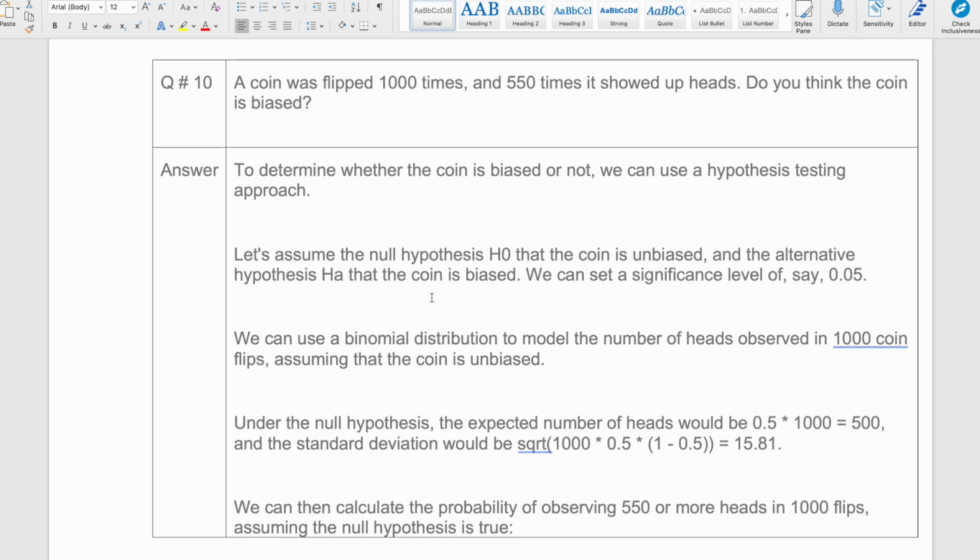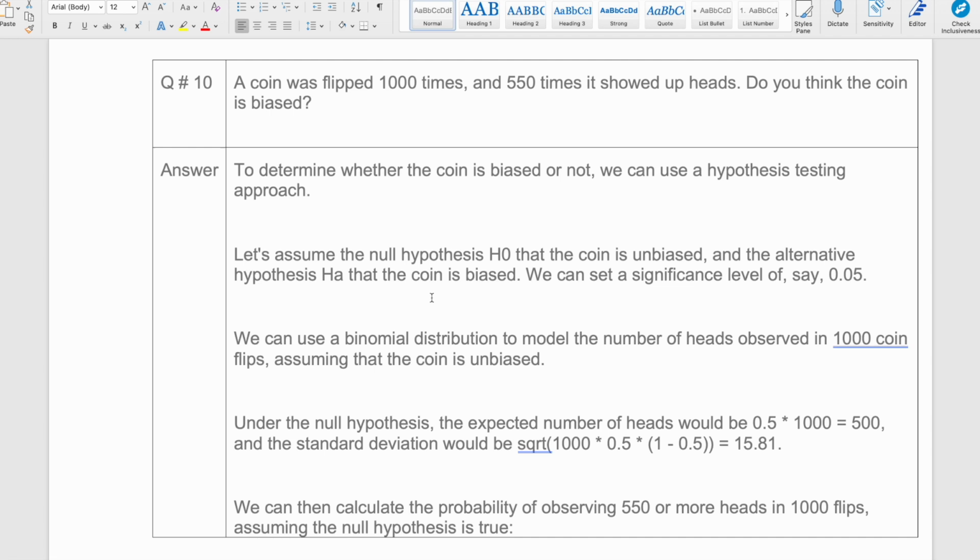So friends, here is the next question, and this is the question related to statistics hypothesis testing. And you may expect either this question or some variant of this question being asked, right? So the question is very simple. A coin was flipped 1,000 times and 550 times it showed head.